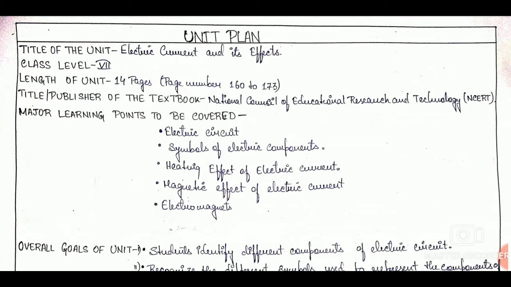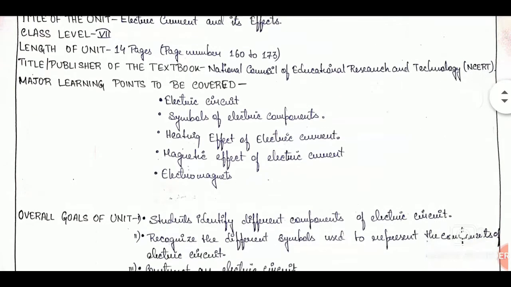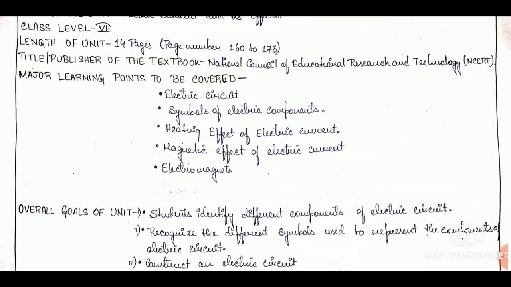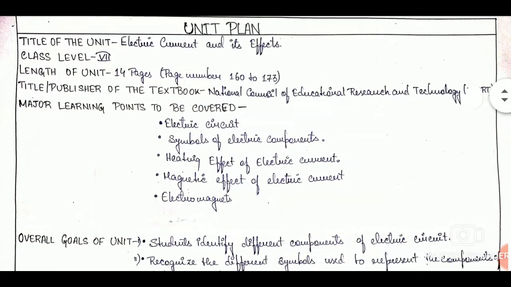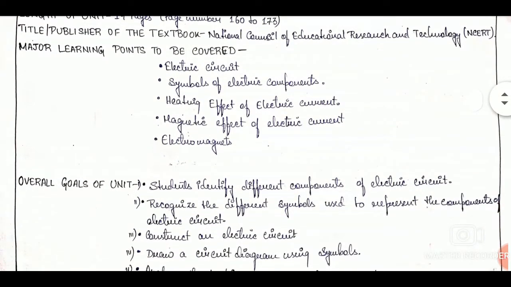So at first we will mention the title of the unit, then comes class level, whatever class the unit is from. Then the length of the unit, we need to mention the number of pages the unit is of. For example, it is 14 pages for this particular unit. Then comes title or publisher of the textbook. Since the unit is taken from NCERT, I have not mentioned the author separately. I have just mentioned it as NCERT.